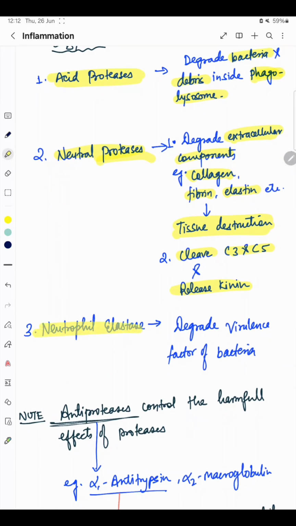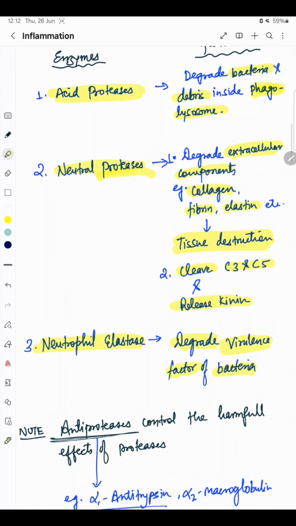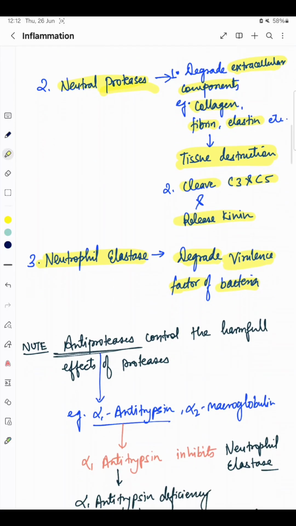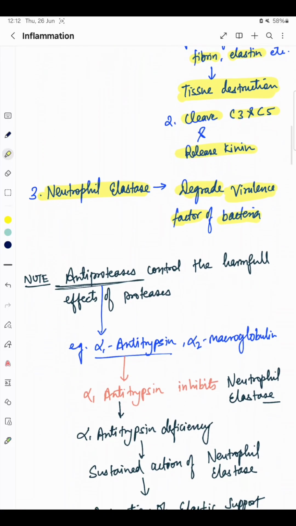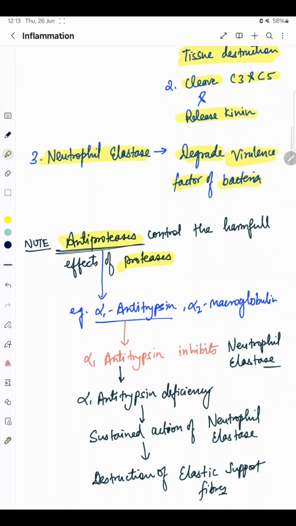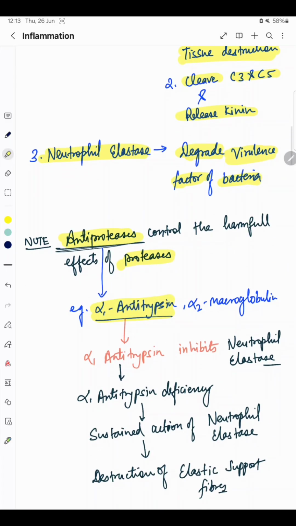Neutrophil elastase is another enzyme which is responsible for the degradation of the virulence factors of bacteria. So this is very important in controlling the inflammation or infectivity of bacteria. There are some anti-proteases in the body. They control the harmful effect of proteases, for example, alpha-1 antitrypsin and alpha-2 macroglobulin. Alpha-1 antitrypsin is very famous.